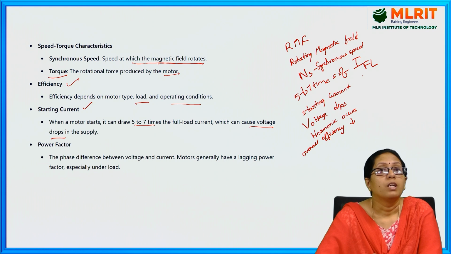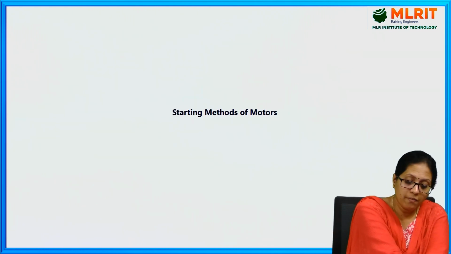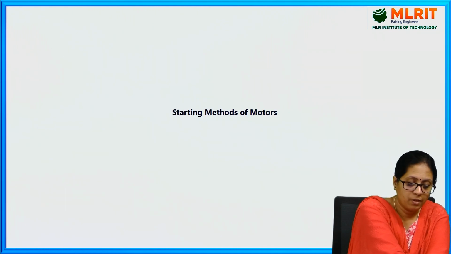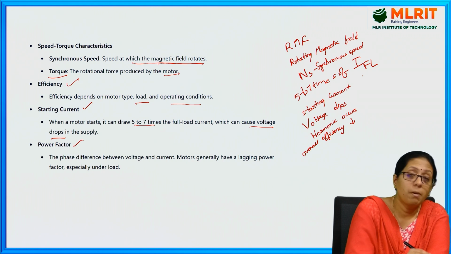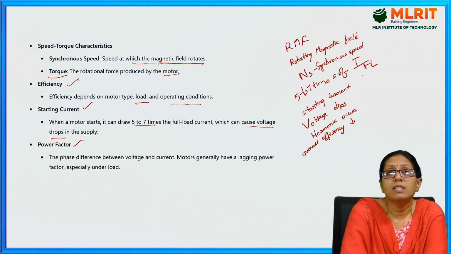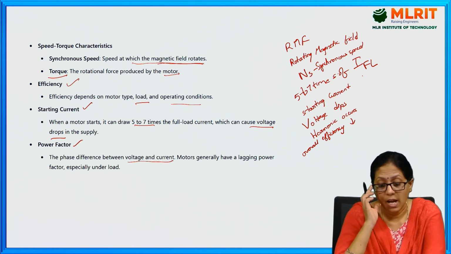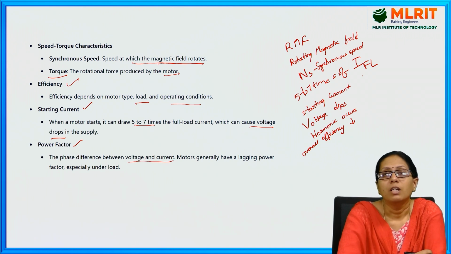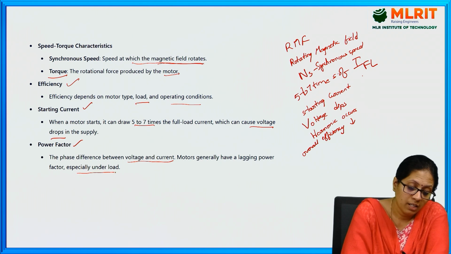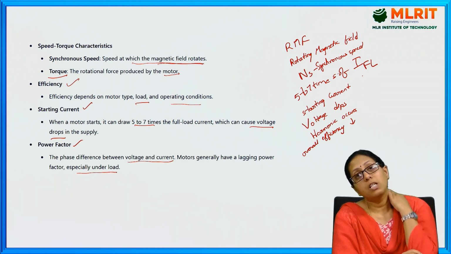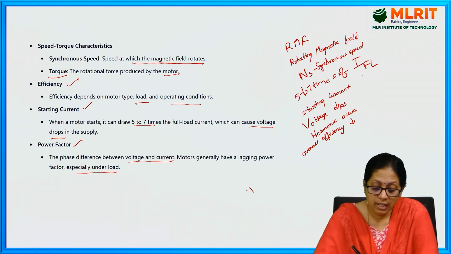So next one is power factor. The phase difference between voltage and current is nothing but your power factor. Motors generally have a lagging power factor, especially under load. Meaning motors are nothing but inductive loads.